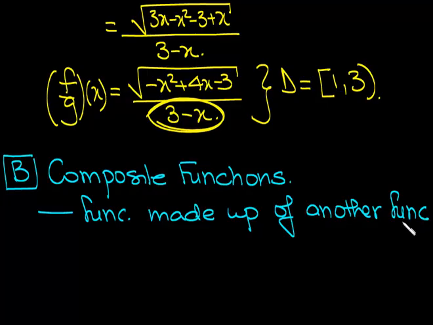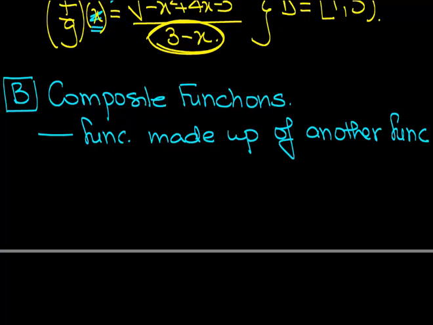Normally a function is made up of a variable x. You have f of x, or f divided by g of x, and so on. But what if instead of x you had another function here, h of x or something? That's what a composite function is. So let's take a look at the notation of the composite function.